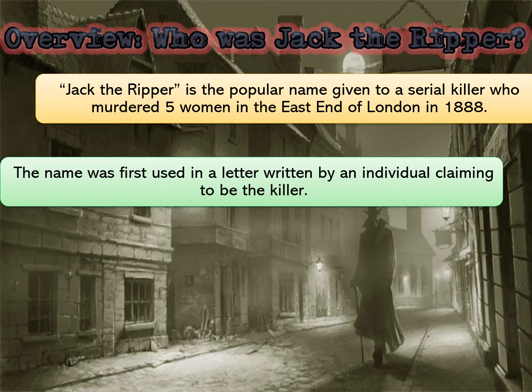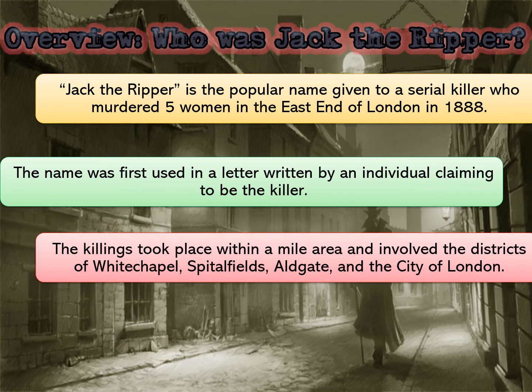Since there was no evidence about who he actually was, it was a very popular name that he became known as. The killings themselves take place within a mile area and involve the district of Whitechapel, Spitalfields, Aldgate and the City of London. But Whitechapel tends to be the main area where a lot of these murders took place, or at least where the victims were actually from.